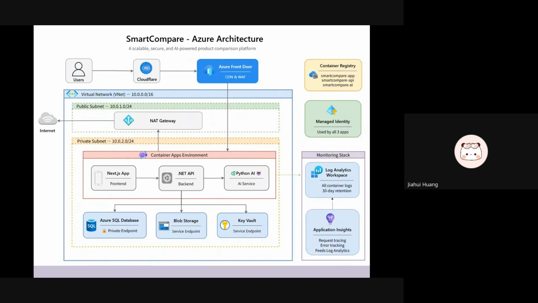On the data side, we use Azure SQL database, blob storage, and key vault, all secured via private or service endpoints. We also use managed identity for secure access between services, avoiding hard-coded credentials. Finally, monitoring is handled by Application Insights and Log Analytics, giving us full visibility into system behavior. So overall, the architecture focuses on security, isolation, and scalability.